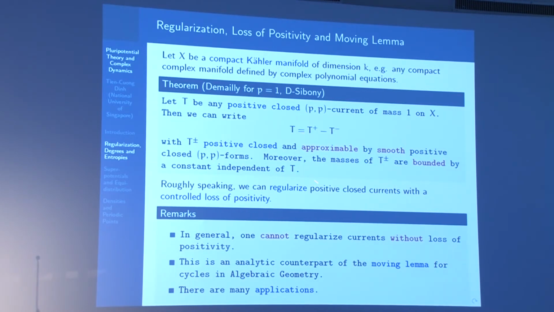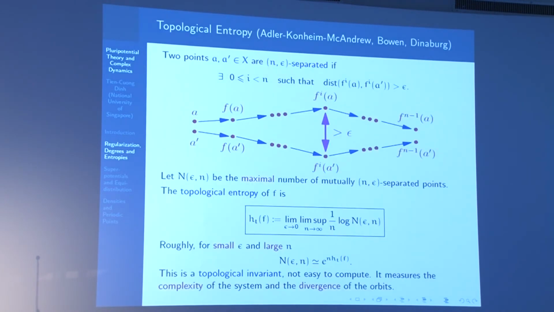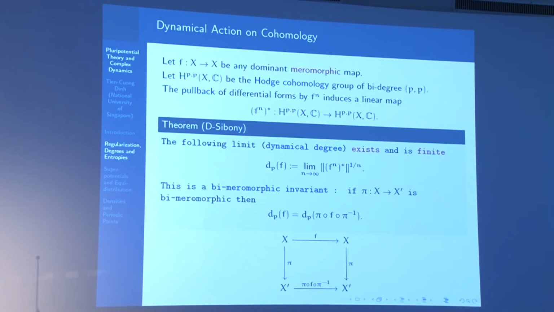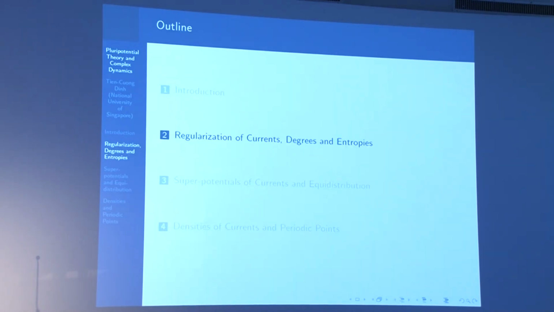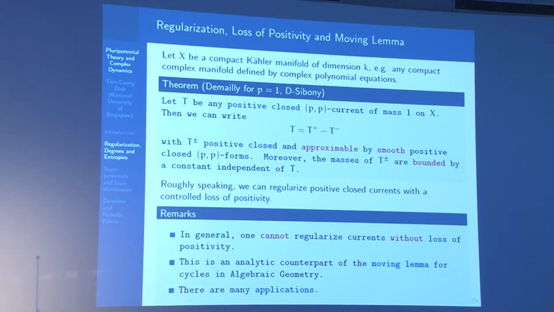And we can control the mass of T plus and T minus. Okay, so roughly speaking, we can regularize positive closed current, oh sorry, if we accept a loss of positivity.